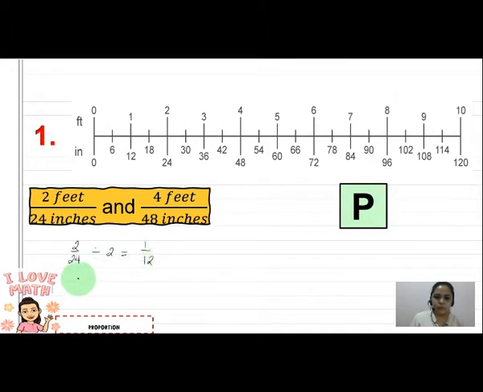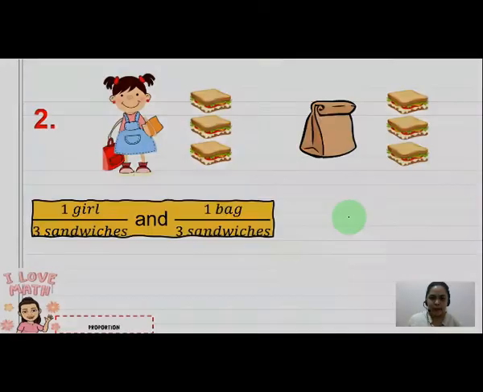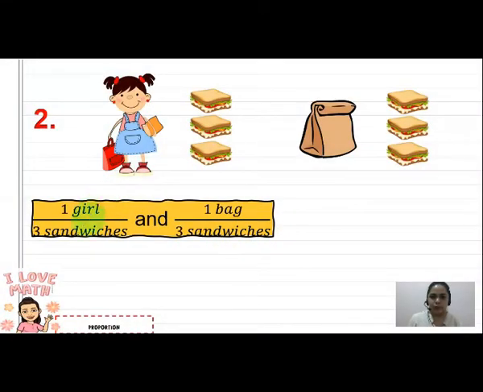The same thing with 4 over 48. We divide them by their greatest common factor, which is 4. So 4 divided by 4 is 1. 48 divided by 4 is 12. Thus, they are proportion. For example, for given number 2, we have the ratio of 1 girl over 3 sandwiches and the ratio of 1 bag over 3 sandwiches. Is this proportional or not? P or NP?